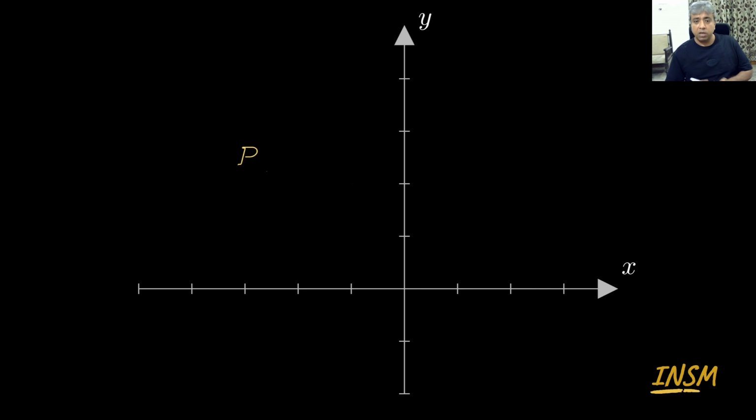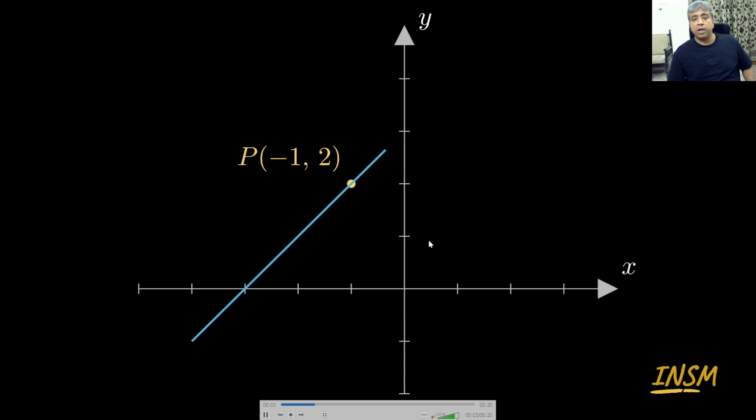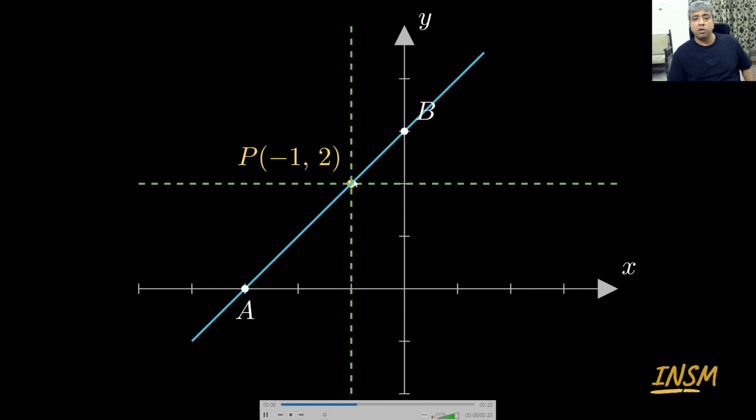So let's just see what we have done. We took the old coordinate axis and drew a line through this point. Now we draw a new coordinate axis with this point as the origin.